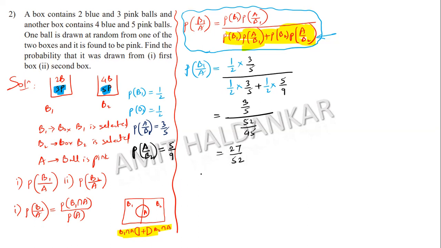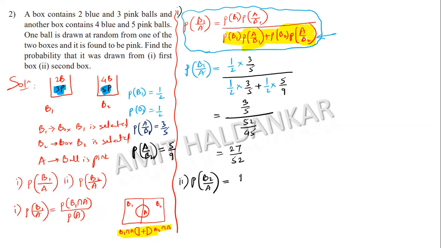Okay, this is your answer. So this is the probability of getting, from the first box, a pink ball, which you already got. Now the second question will go exactly the same way. P of B2 upon A can be calculated this way. Now you can just replace the numerator. A shortcut method over here can be to just write the inverse, the reciprocal of this.